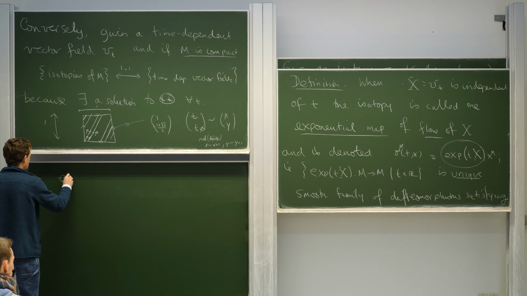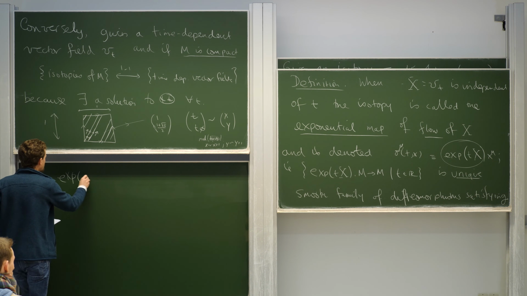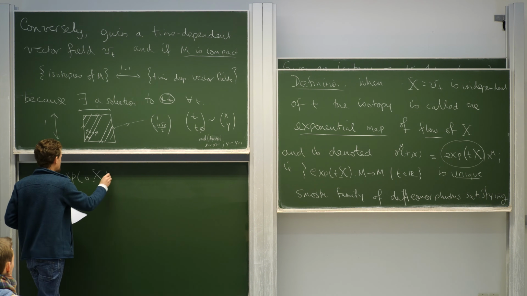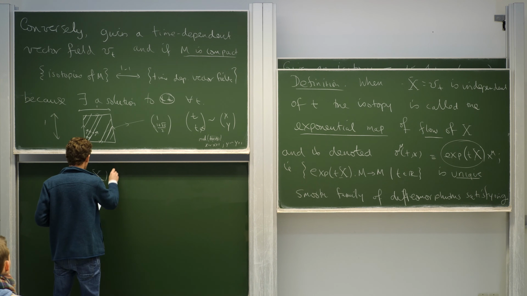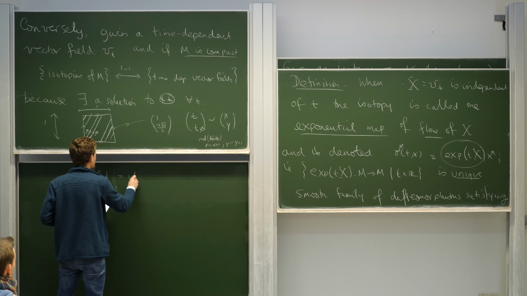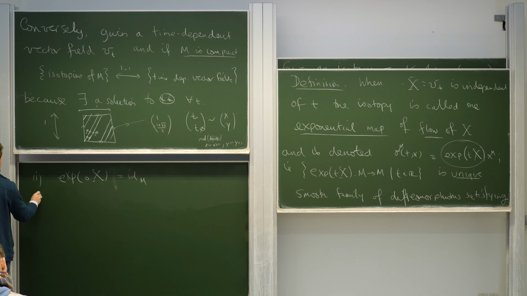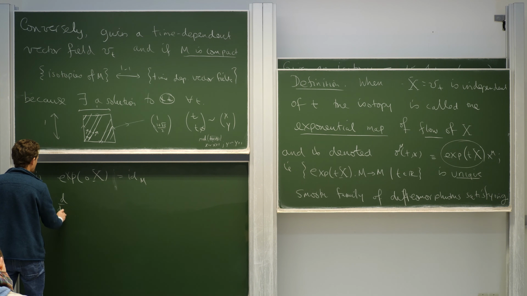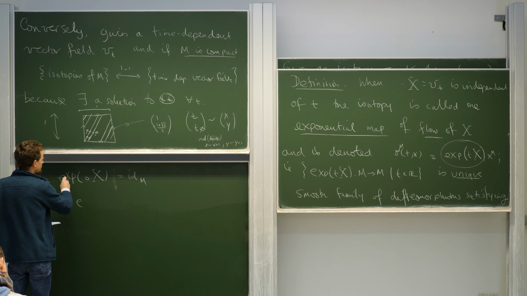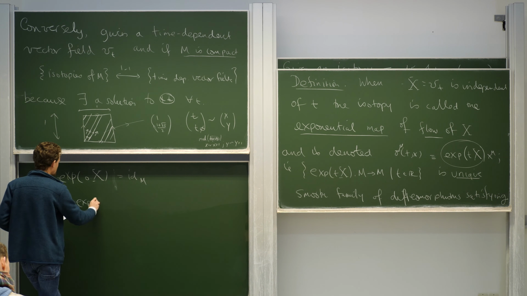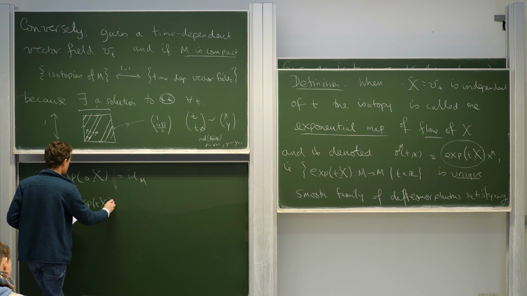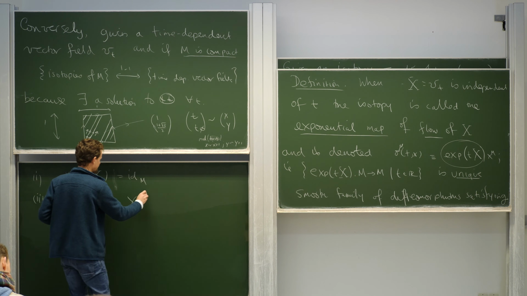Well, what equation? Well, at time t is 0, by definition, that's the identity. And if you differentiate this isotopy here with respect to t, well, you just get X.